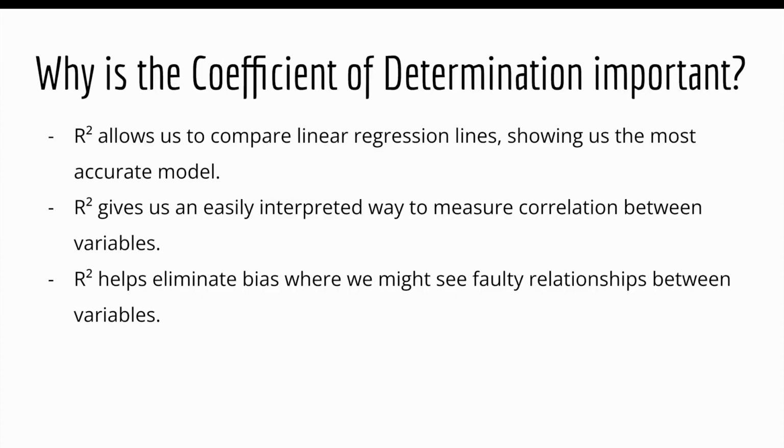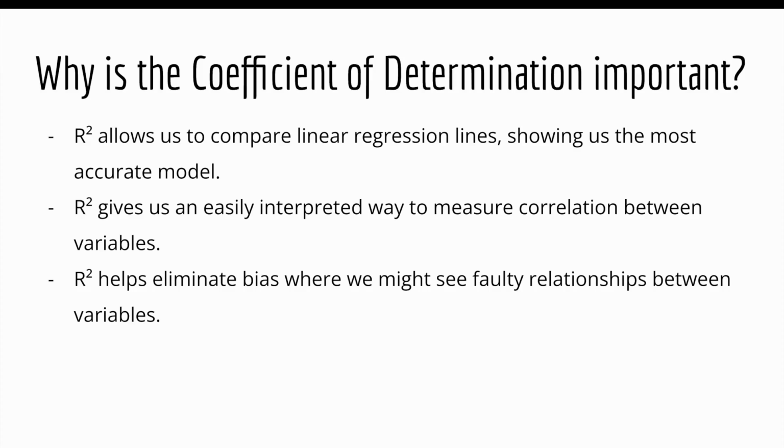Next, we're going to dive into why the coefficient of determination is important. So first, the R square allows us to compare linear regression lines. If we have a bunch of different regression lines and we're looking for the most accurate one, R square is going to be a tremendously useful tool for us. Next, R square gives us an easily interpreted way to measure correlation between variables. R square is a very simple measurement to look at.